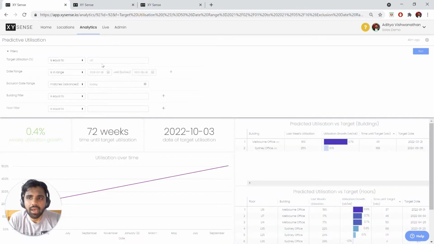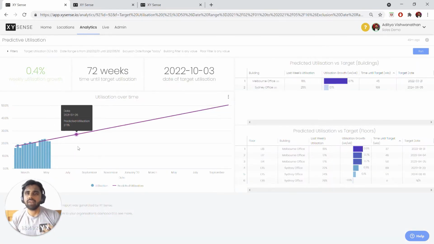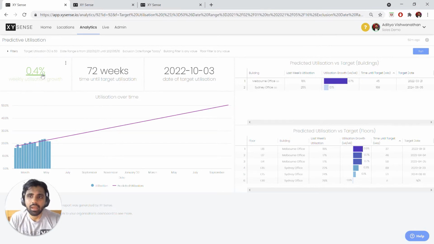After inputting a target utilization percentage and a date range over which you want to analyze your data, you can scroll down here and the dashboard will plot your utilization over time, as well as calculate an average weekly utilization growth, which is based off that historical data. And then we can extrapolate this growth to determine when you might hit certain utilization targets for your entire portfolio, as well as per building and floor within your portfolio. So with this data, it becomes easy to track which parts of your portfolio are growing the fastest and which are lagging behind.